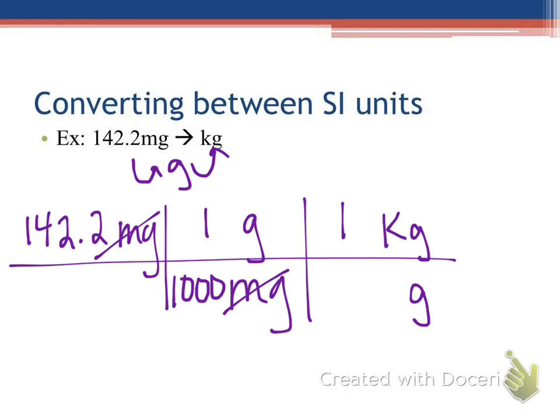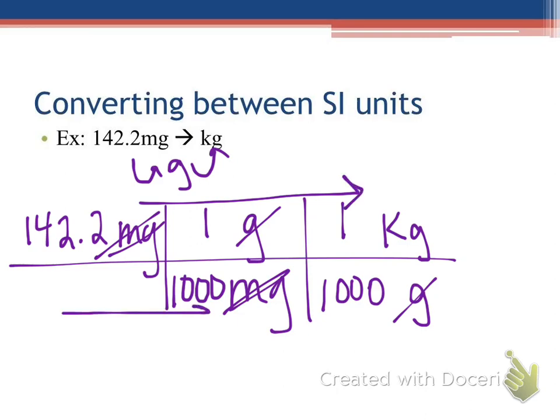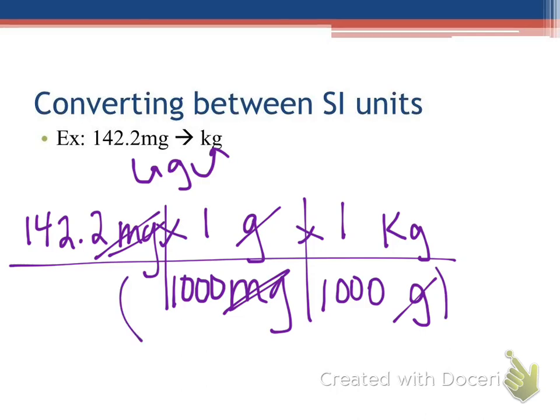Kilogram. And how many grams are in a kilogram? 1,000. Okay, so now we've canceled grams, we've canceled milligrams. Now we do our math. So we multiply across the whole top, then divide by the whole bottom. Okay, so try that math.